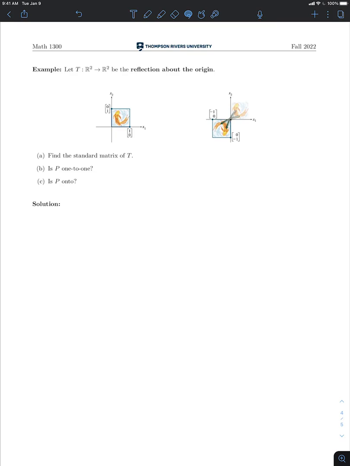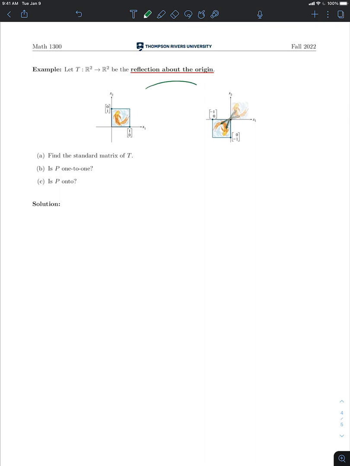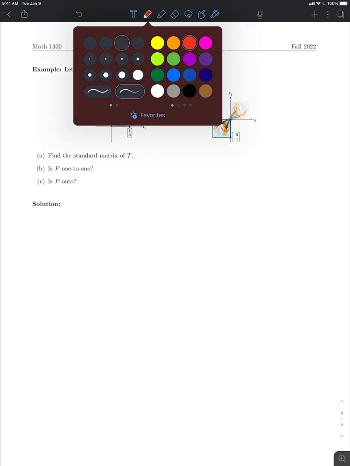Okay, so here we've got another example, and we'll do the same sort of breakdown here. So this transformation is referred to as the reflection about the origin, specifically in R2. We've given it a name, it's called T. Let's just add this arrow to indicate that that's the action that T performs. Okay, so let's look at our domain here.